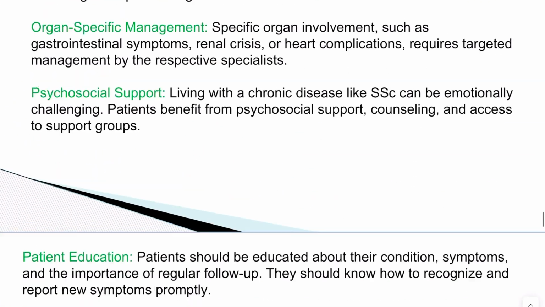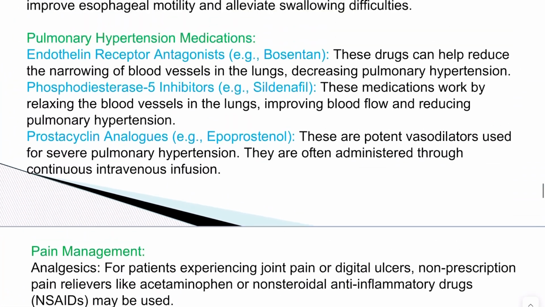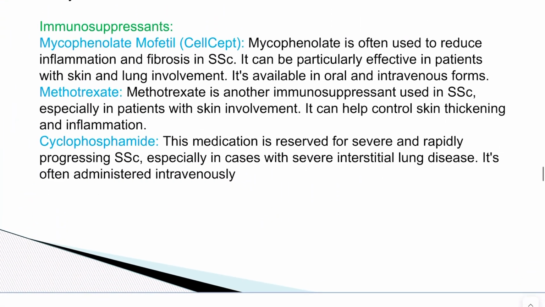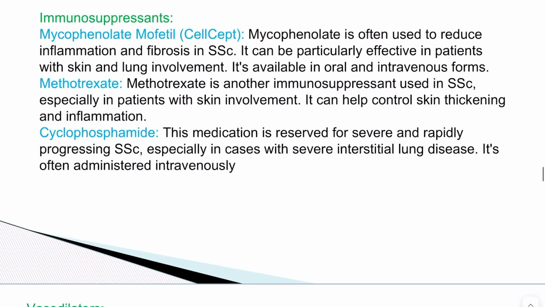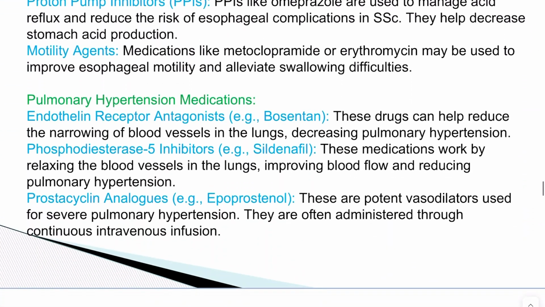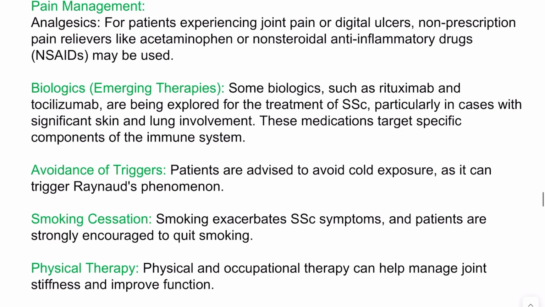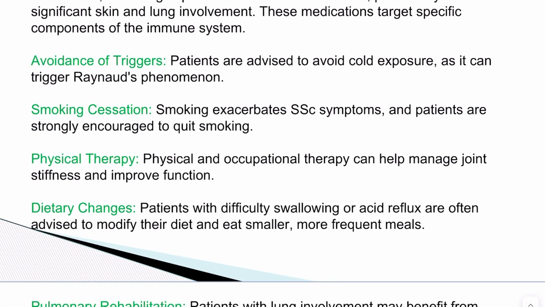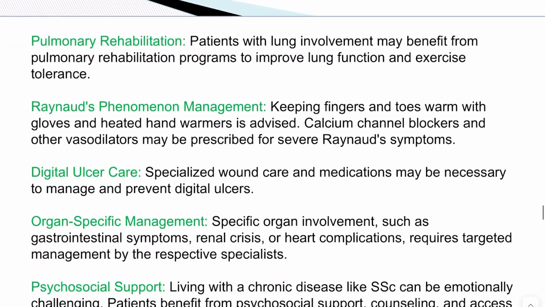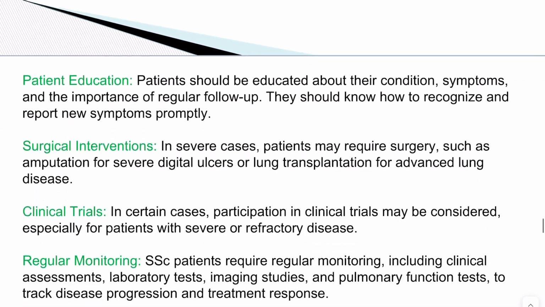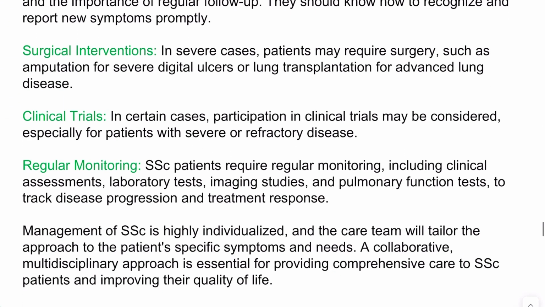So remember that I put so many things here. Try to divide them into groups. So there are some medications. One group is immunosuppressants, vasodilators, gastrointestinal medications, pulmonary hypertension management medications, and then we have some education and support, psychological support, patient education, and regular monitoring.